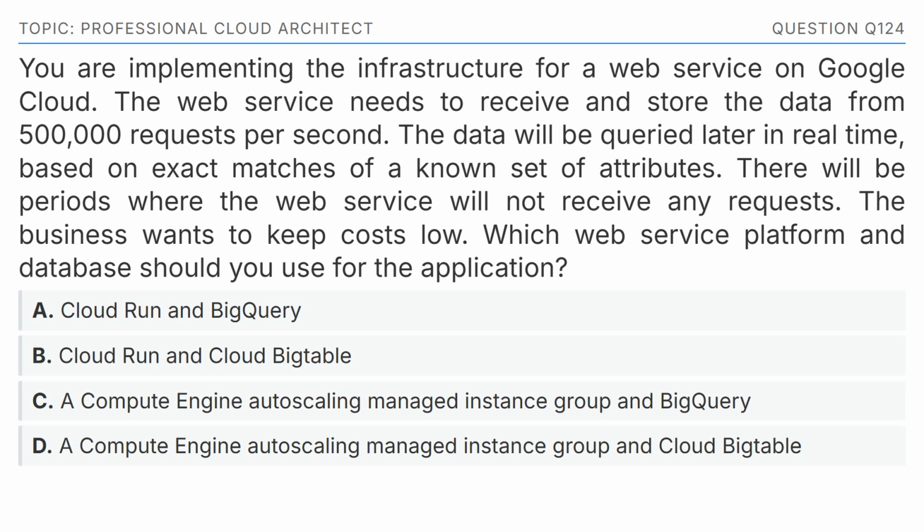The options are: Option A, Cloud Run and BigQuery. Option B, Cloud Run and Cloud Bigtable. Option C, a Compute Engine Autoscaling Managed Instance Group and BigQuery. Option D, a Compute Engine Autoscaling Managed Instance Group and Cloud Bigtable.